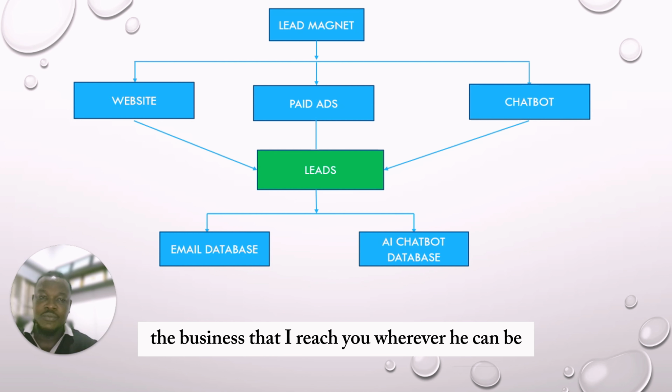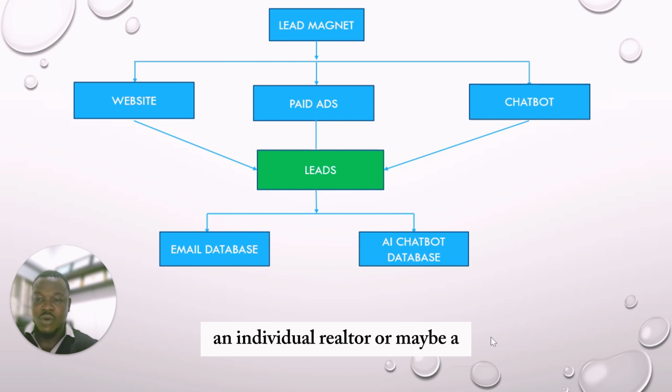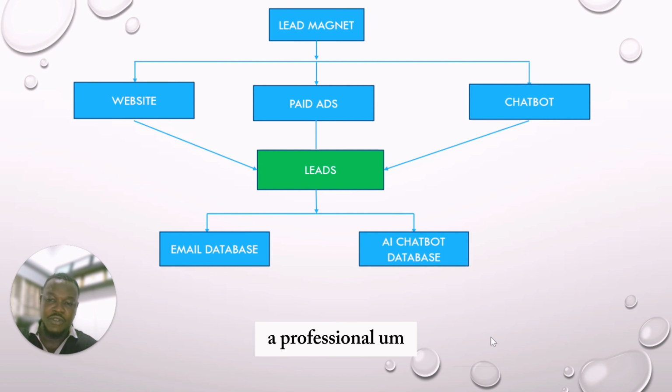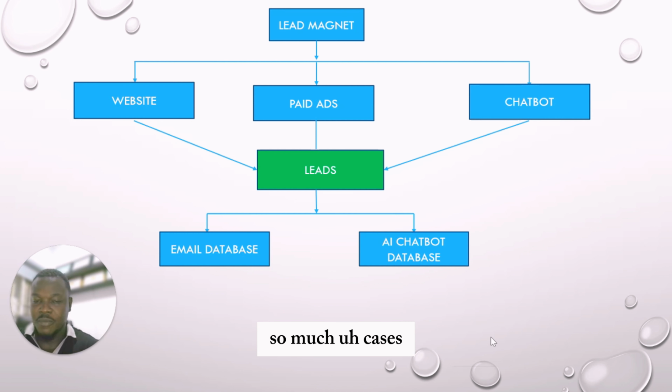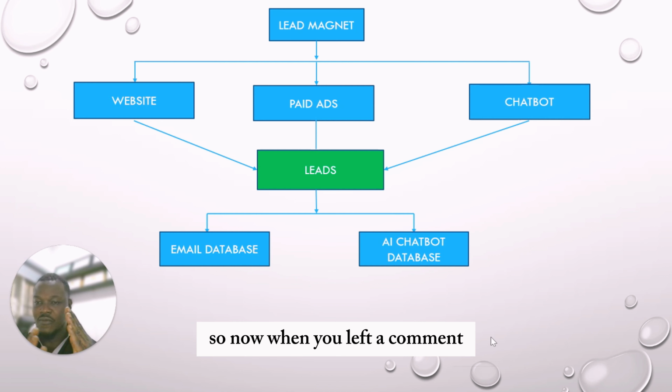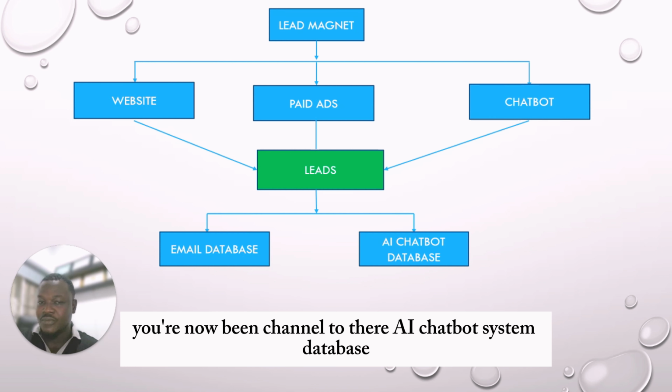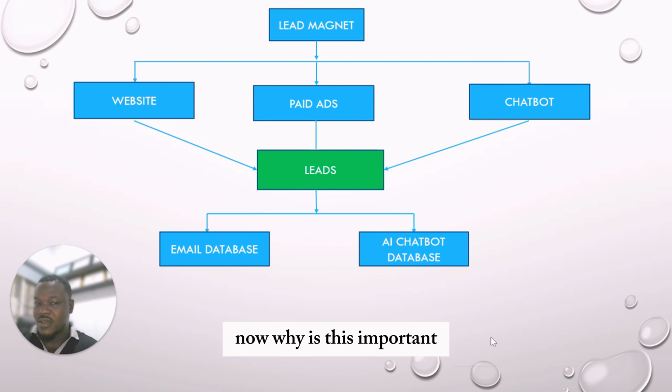The business can reach you, whether it's an individual realtor or a professional real estate company. This system works for both cases. So now, when you've left a comment and interacted on that post, you're being channeled to their AI chatbot system database. Now, why is this important?